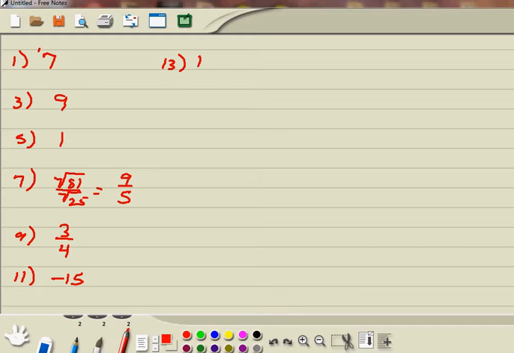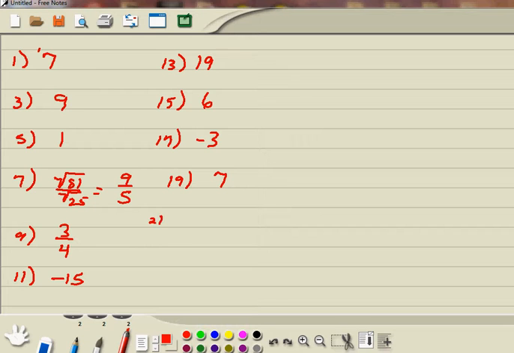Number 13 is 19. 15, the cube root of 216 is 6. The cube root of a negative 27 is a negative 3. And then here again we have the negative sign on the outside and the inside. So what is the cube root of 343 is going to come out to be a positive 7. Because the cube root of a negative 343 is a negative 7. A negative 7 times a negative is a positive 7.